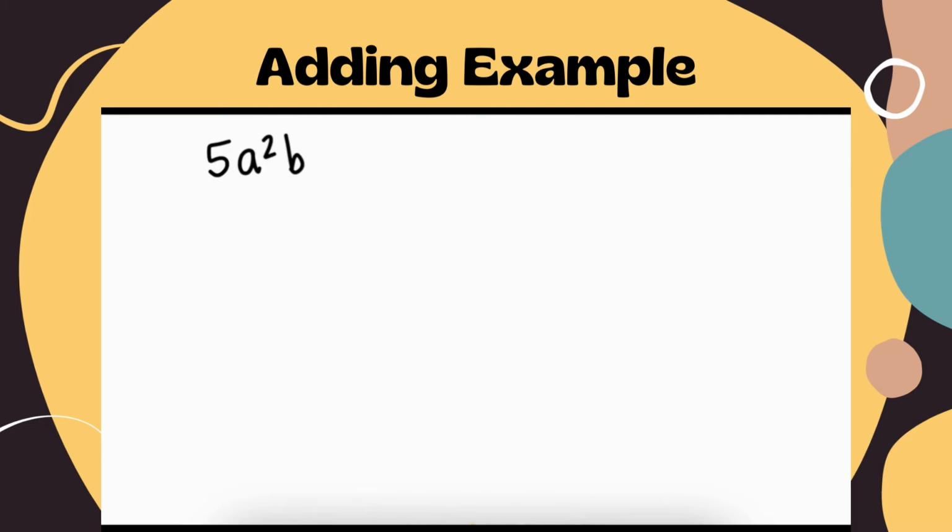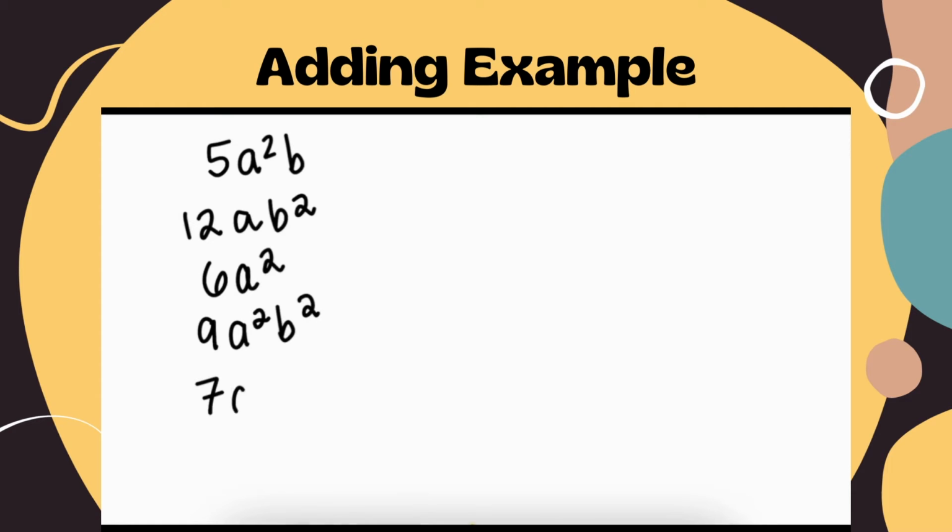In our next example, we have several options for our like terms. So we're going to focus on the 5a squared b and figure out which of the terms that I'm listing underneath it is going to be a like term. So you have 12ab squared, 6a squared, 9a squared b squared, and 7a squared b. Oh, and let's not forget 14b. Go ahead and pause it and see if you can figure out which of these are like terms to 5a squared b.